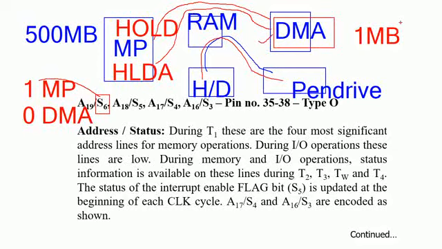Irrespective of the data size of the microprocessor, if you allow the DMA technique, then it exchanges the data in the bulk format. It is in the 1 MB, which means it is a 20-bit data.